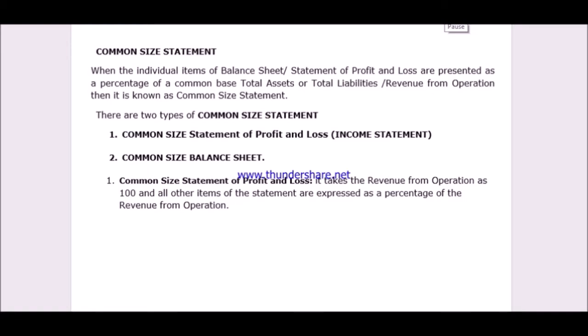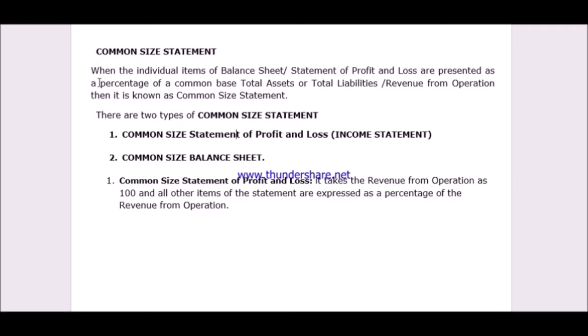Today we are going to learn another type of tool of financial statement analysis. Earlier we have read about the comparative statement analysis, and today we are going to read about another one that is known as the common size statement. So this is another tool of financial statement analysis.